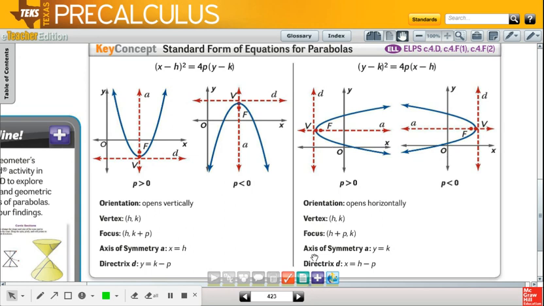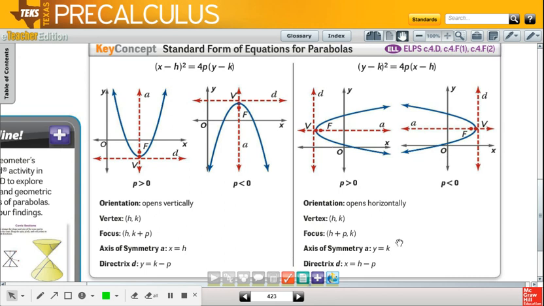Now the axis of symmetry will be the opposite from the previous one. In the previous axis of symmetry, it was x equals h. Now in the one that opens horizontally, it will be y equals k. For the directrix, it will be x equals h minus p, which, as you can see, is different from the previous directrix. So make sure you remember that it will be different from the previous axis of symmetry and directrix.